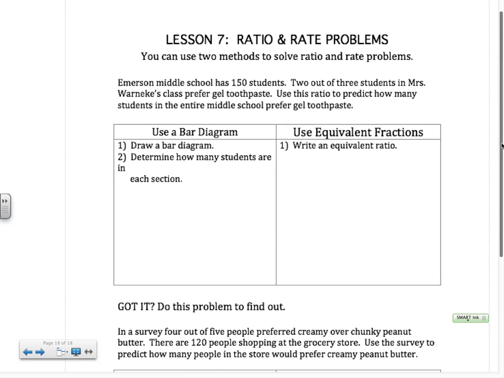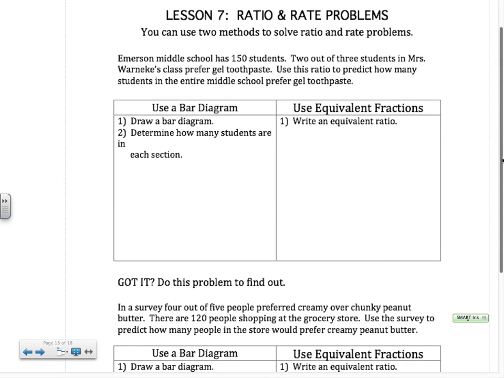Emerson Middle School has 150 students. Not really, but I made it up. 2 out of 3 students in Mrs. Warnicki's class prefer gel toothpaste. Use this ratio to predict how many students in the entire middle school prefer gel toothpaste.